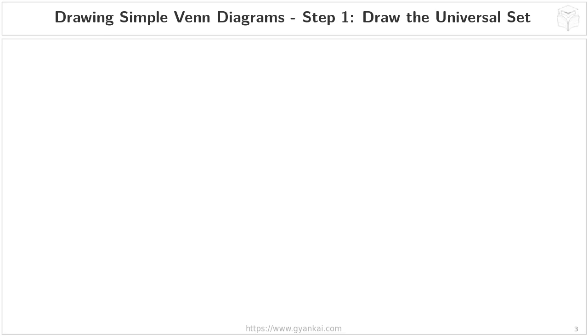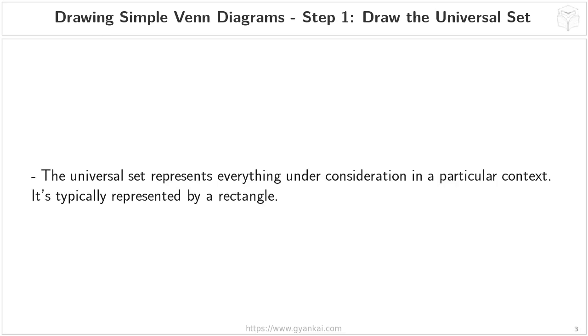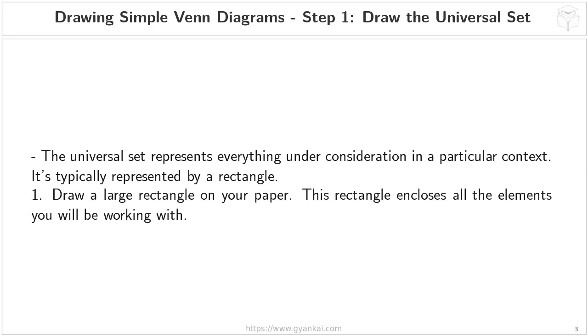Draw the universal set. So now we're moving on to the first actual step in drawing our Venn diagrams. As we discussed in the introduction, Venn diagrams help us visualize relationships between different groups, or sets, of things. And to do that effectively, we need a way to represent everything we're talking about. That's where the universal set comes in. Think of the universal set as the big picture. It encompasses absolutely everything that's relevant to the problem we're trying to solve. It's all the possible things we could be considering.